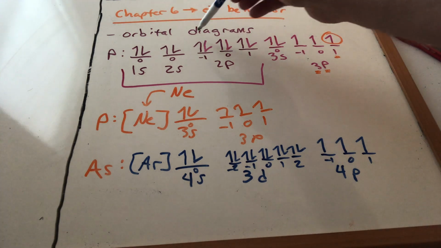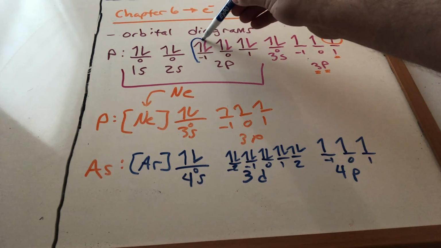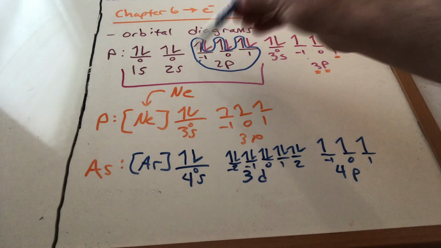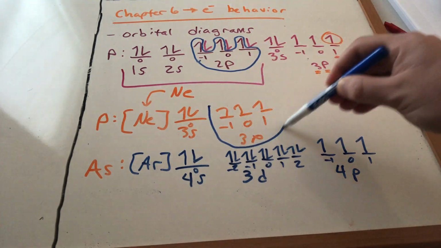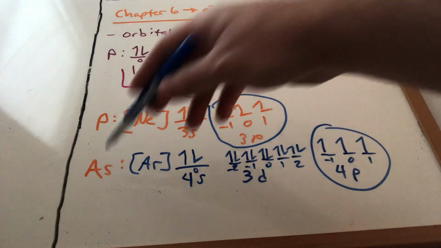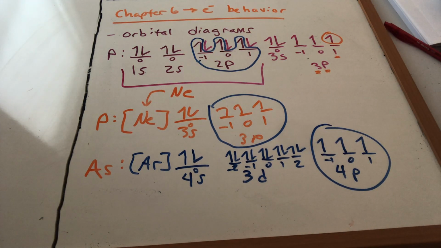But if you notice, nitrogen's configuration, right? Just going to kind of circle in blue here. Nitrogen's configuration, right, at the end here in the P block. P's configuration and As's configuration of electrons, they all have the same pattern. And so then this repeats over and over and over again.